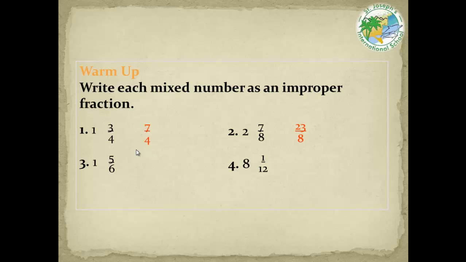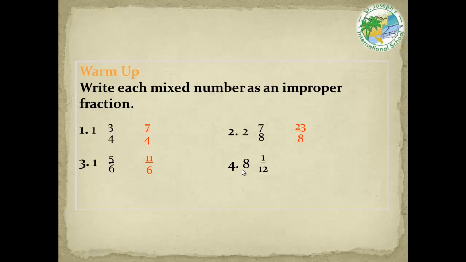Another example. 8 times 2 plus 7, then equals 23 over 8. Another example, number 3. 6 times 1 plus 5. Then 6 times 1 equals 6, plus 5 equals what? Equals 11 over 6.